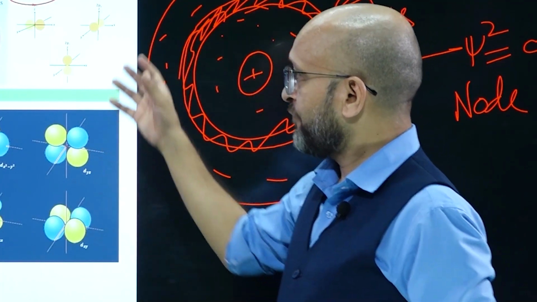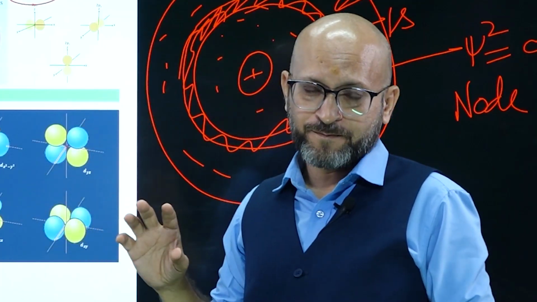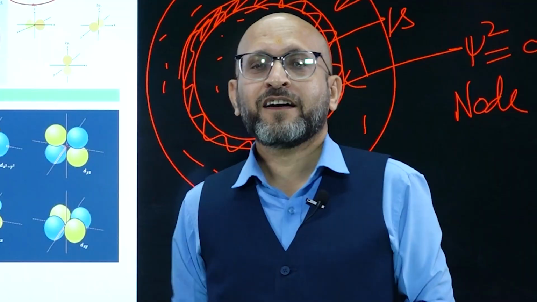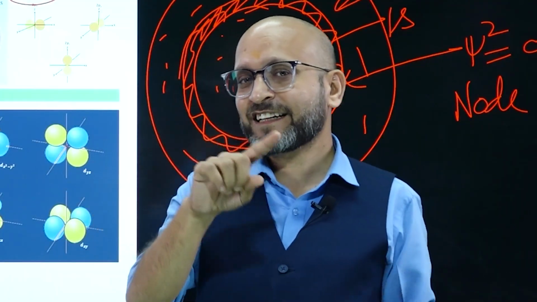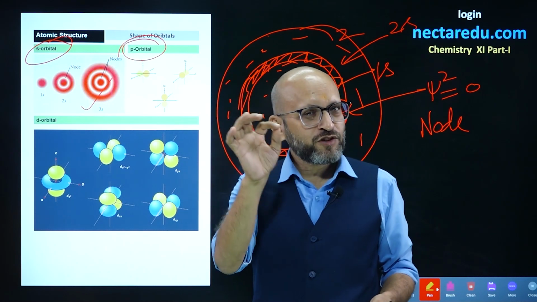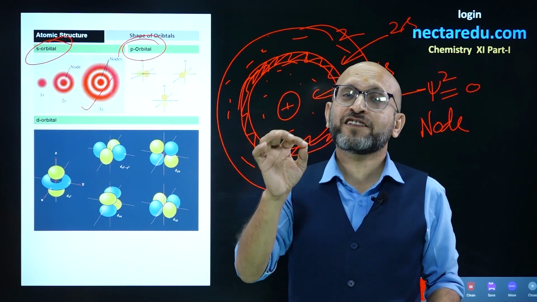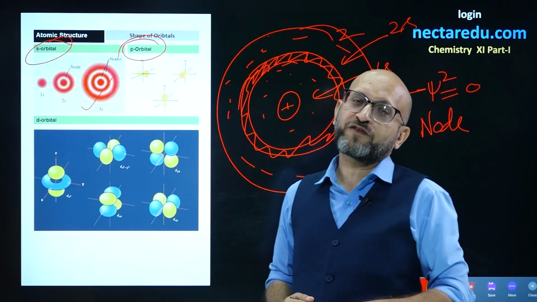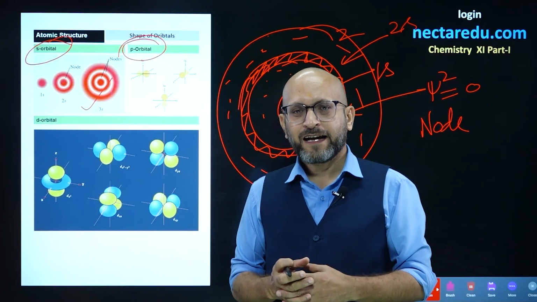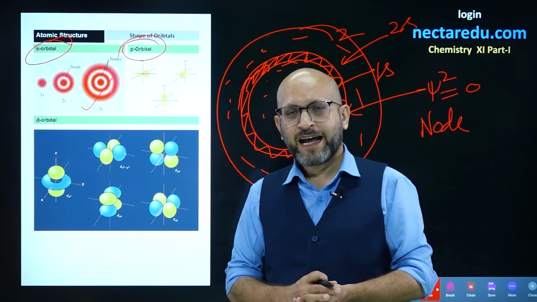Similarly, you have five types of d orbitals. What are the types? You have five types of d orbitals which are like this: dxy, dyz, dzx, dx square minus y square, and dz square. So these are the five types of d orbitals which have been found out so far. And with this, we end this slide.